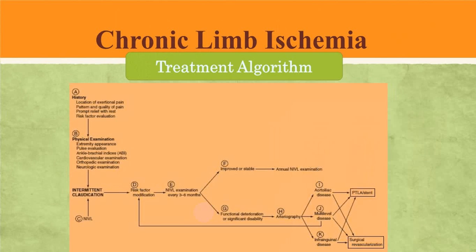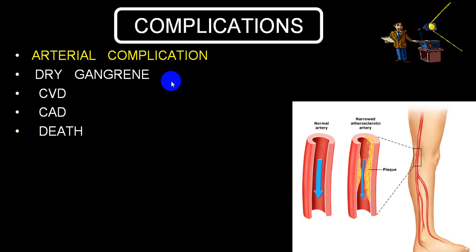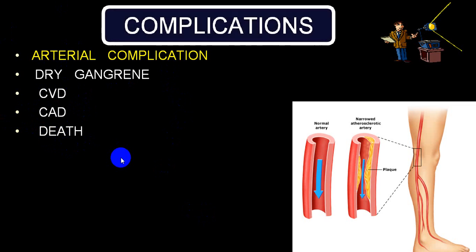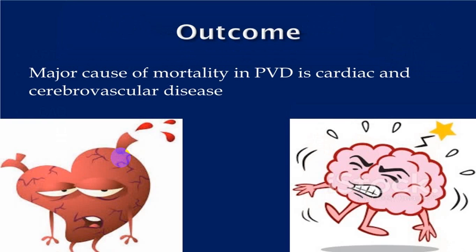As far as complications are concerned, in arterial disease: dry gangrene, cerebrovascular complications, coronary artery complications, and invariably, secondary to these two, a person can even have death. So as an outcome, the major cause of mortality is cardiovascular and cerebrovascular complications.